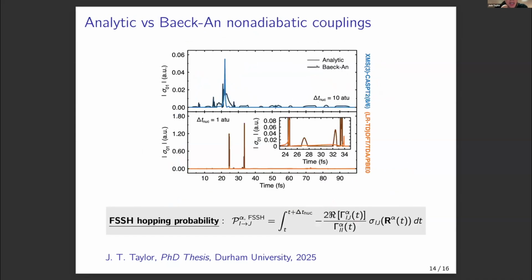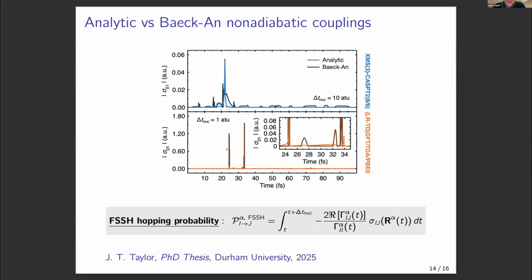Well, if we take a look at the couplings, this is a zoomed in picture of this plot here, and the orange is the analytic couplings that we saw on the previous slide. The brown is now the new Baeckan couplings. Even though the Baeckan couplings are also needle-like, like the analytic couplings, their magnitude is 20 times larger. And so even though I made the argument that for the analytic couplings the integratable area was small, this is outweighed by just the sheer magnitude of the Baeckan couplings for TDDFT.